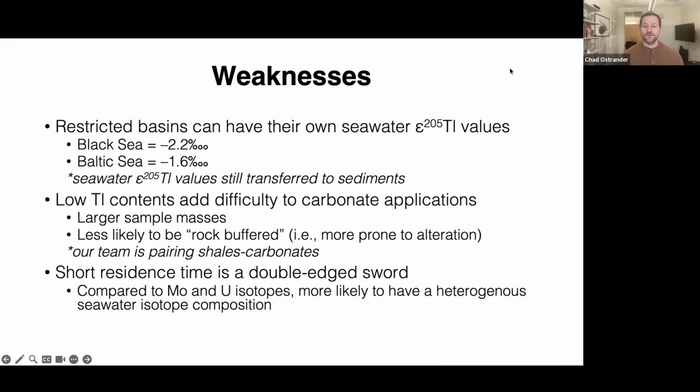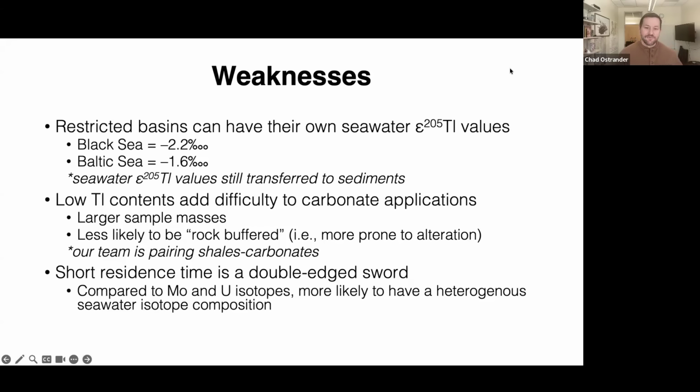To try to work through these early applications in another way, what our group has been doing is we've been pairing shales and carbonates together. Shales, we have a better idea of what they should give us. Do carbonates show the same thing? Do they show different things? So that's kind of how we're moving into that space.